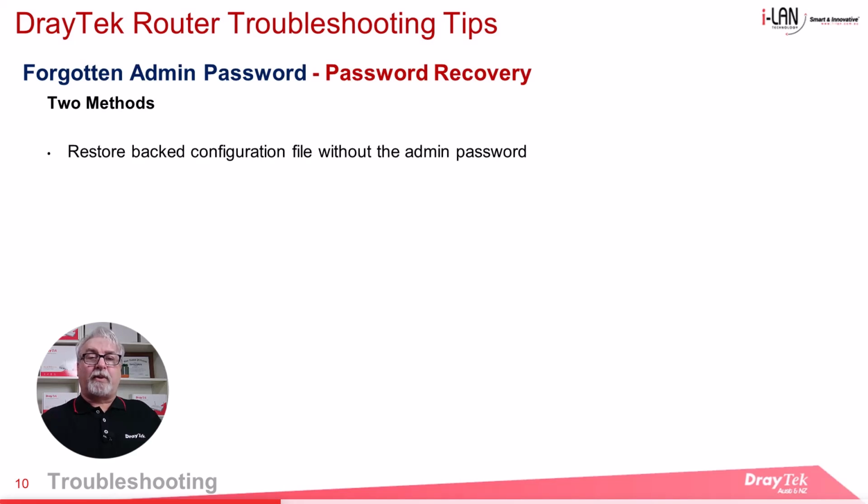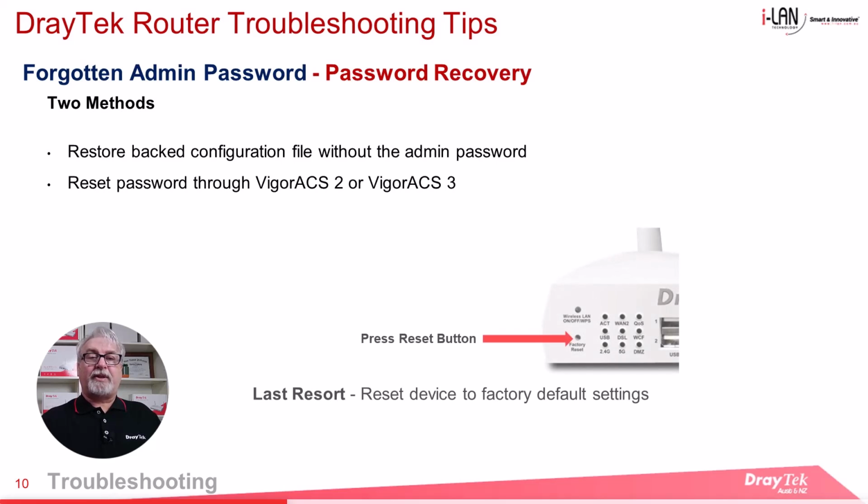One way is to restore the backup configuration file without the password. I'll explain more about this option shortly. The other method is to reset it using Vigor ACS. If all else fails and you don't have a configuration backup, the last resort is to reset the device to factory default settings by pressing the factory reset button for at least 5 seconds, then reconfigure manually. Hopefully you'll at least have some documentation on what settings were used to help you set it all up again.